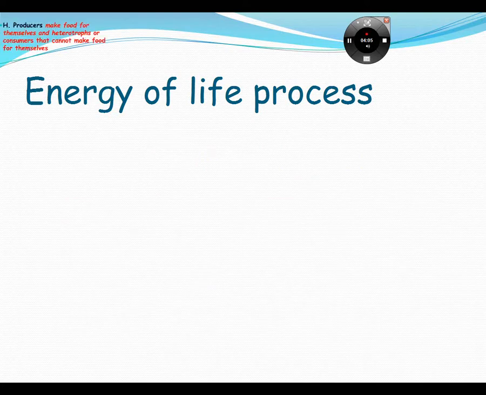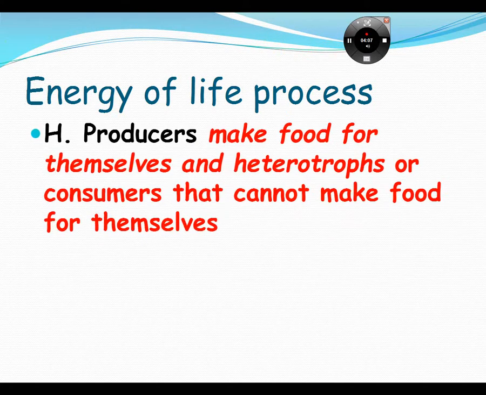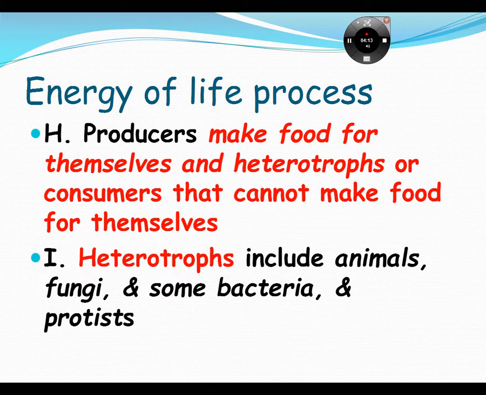So, producers make food for themselves, and heterotrophs cannot make their own food. We are heterotrophs. Heterotrophs include animals, fungi, and some bacteria. Producers are known as autotrophs. Consumers are known as heterotrophs.